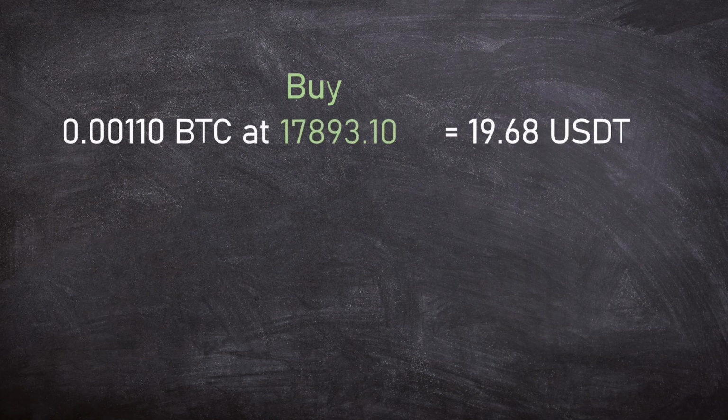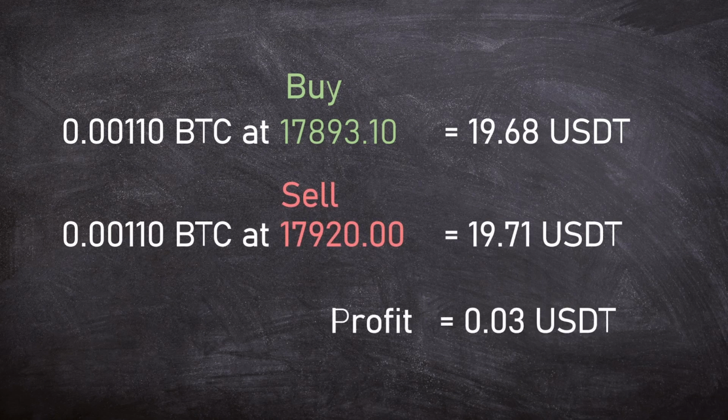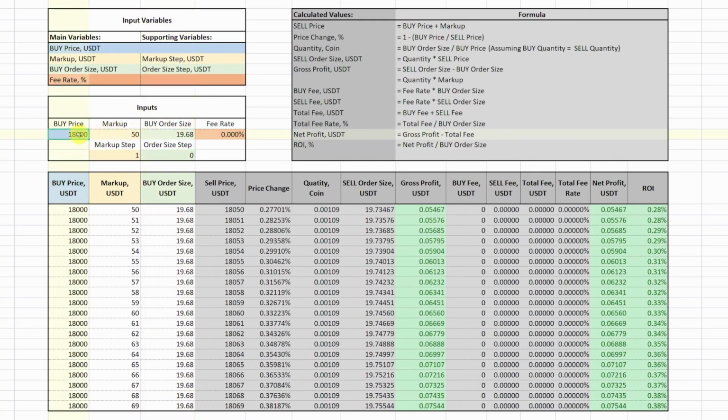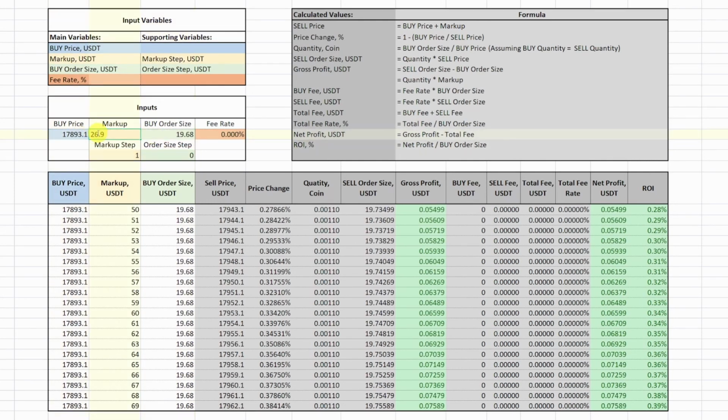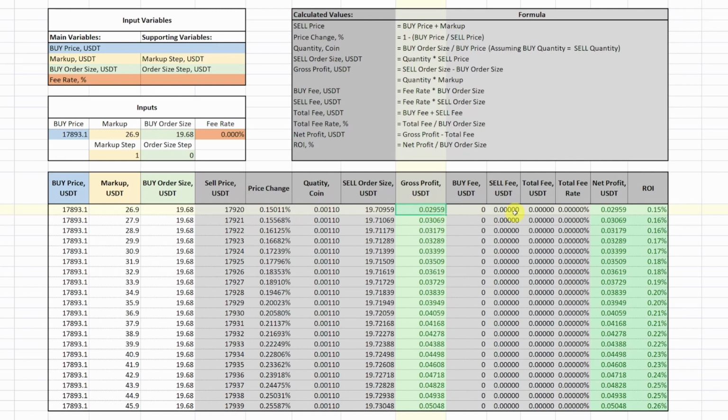Let's use the example of my first trade from the previous video. My combined buy order size was 19.68 USDT at the average price of 17,893.1, and I sold the whole thing at 17,920. So let's plug that in. I'll just adjust the markup here to get us to 17,920. Here. Excellent. Here are my 3 cents in profit.